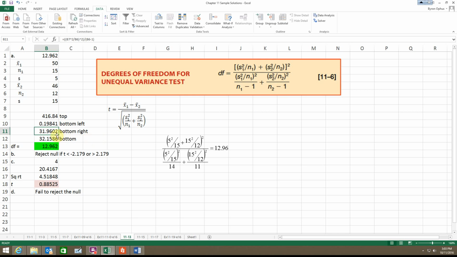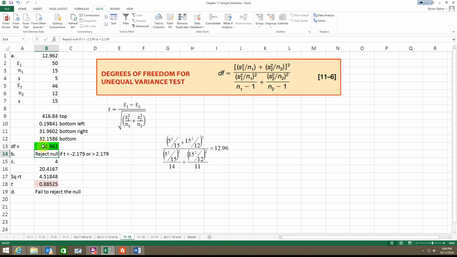And then I would do the same thing for the bottom right. I won't belabor you with that, but just go through the same process, except it's S2 and N2. Then I got to add those two together. So this plus this. There we go. So now my top is 416.84, and my bottom is 32.1586. So now I just have to divide those. This divided by my bottom, and I end up with degrees of freedom equal to 12.96.